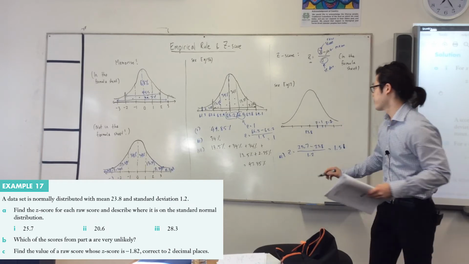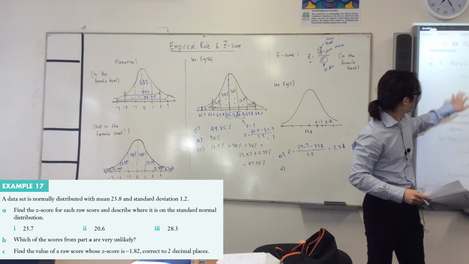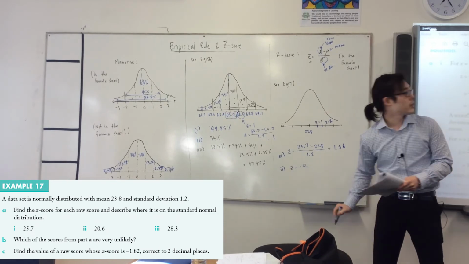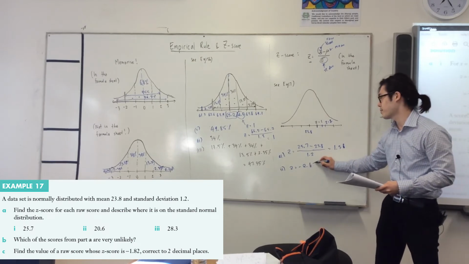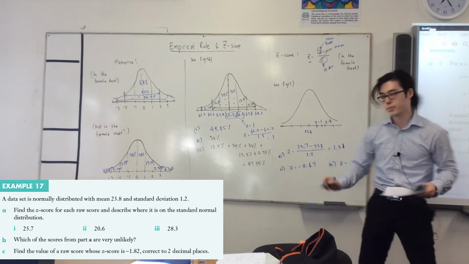Now, skipping on. Girls, for the second part, if you do the same thing, the z-score is -2. I'm just writing the answers here because I want to get to the second part of the question. The z-score for the third one is 3.75.